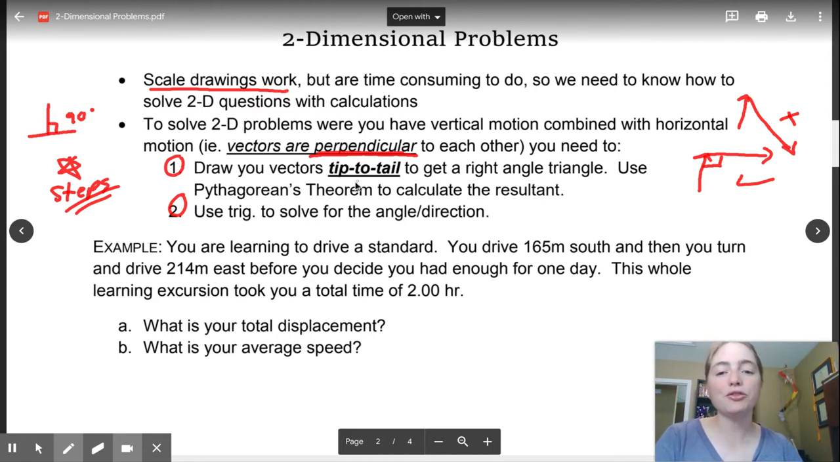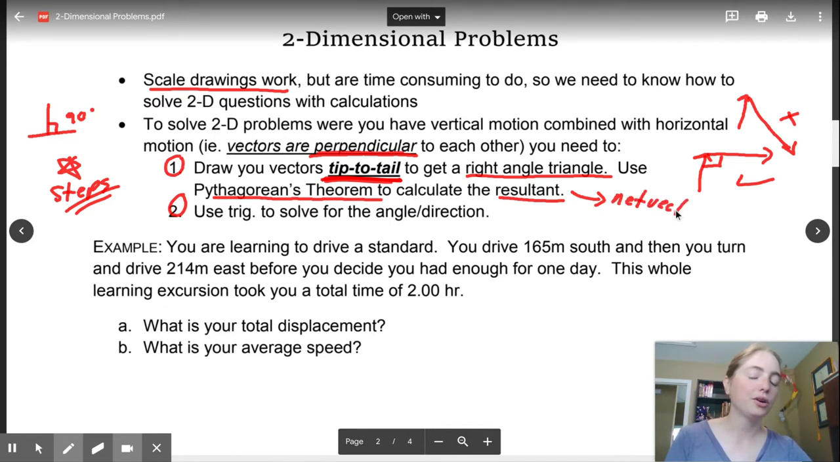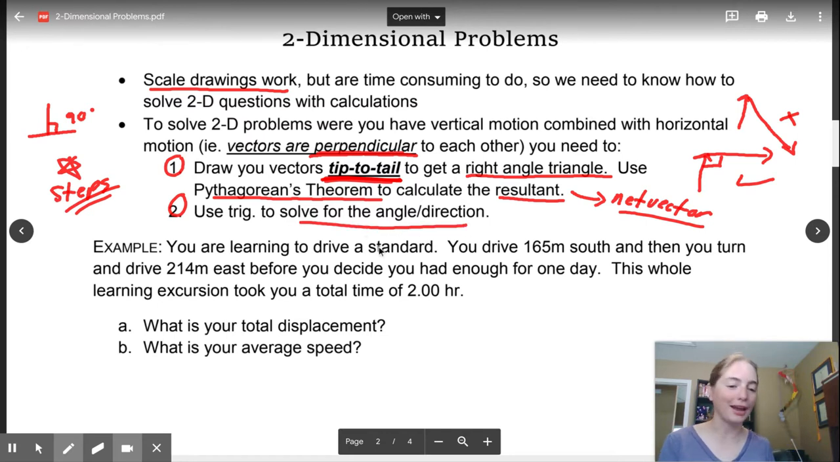So number one, you are going to draw your vectors tip to tail. That is super, super important. You are then going to get a right angle triangle. If you draw them tip to tail and they're not a right angle, that means you may want to reassess to see if this is the right method for that question. Okay, you are going to use Pythagorean theorem to calculate the resultant. Remember, the resultant is essentially your net vector. The resultant is going to be the magnitude of your vector. That is going to be your hypotenuse, okay? And then you're going to use trig to solve for your angle to get your direction, okay? All right.